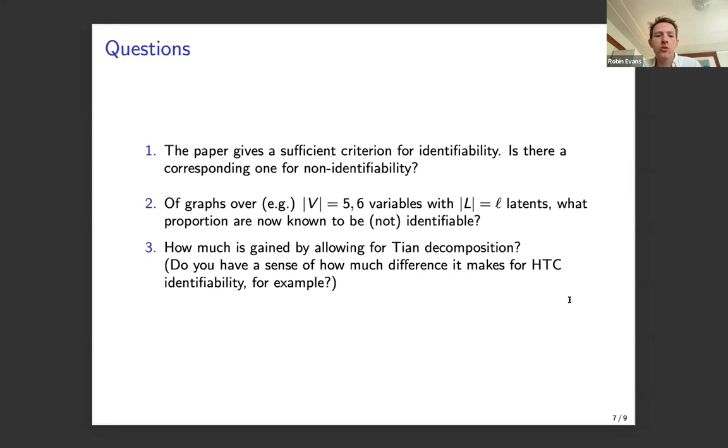Other questions are slightly more about the power of this method. Of the graphs over, say, four, five, six, seven variables with some fixed number of latents, what proportion are now known to be identifiable and not identifiable? Separately, how much do you gain by TN decomposition? I don't think your paper on TN decomposition had any numerical results about how many extra graphs were identifiable as a result. So I'd be interested if you could answer that question for me.